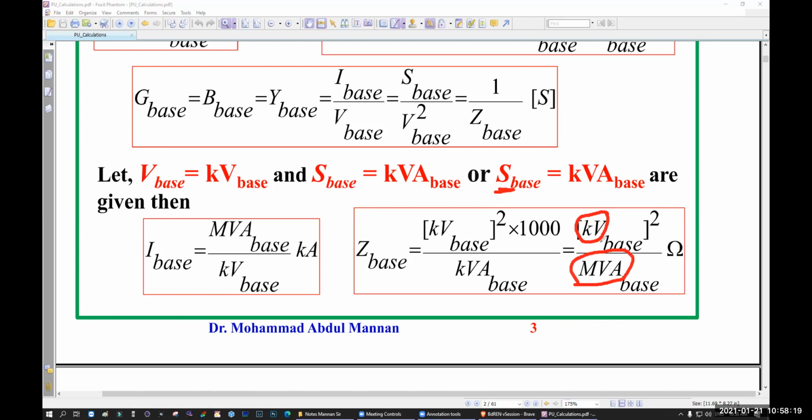Remember, kilo will be squared and your mega will be that. And if it is not in MVA, if it is in kVA, you have to make it MVA. Remember, you divide by 1000, and that 1000 will go up.